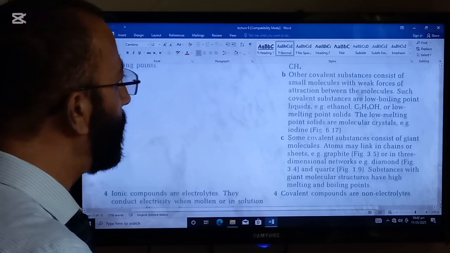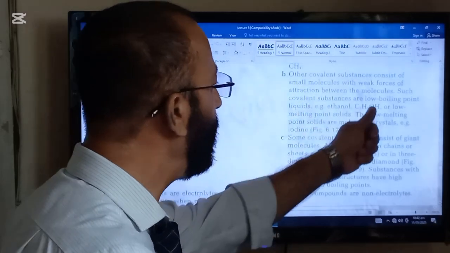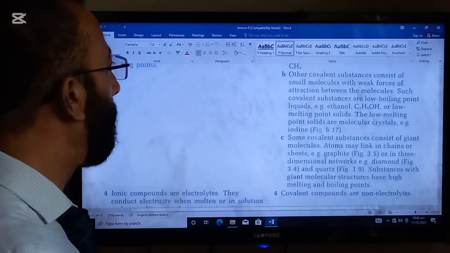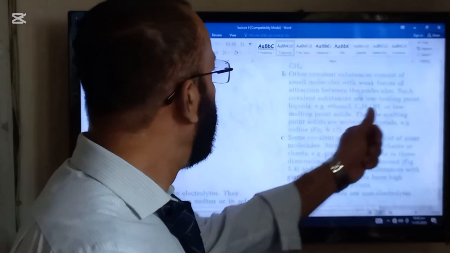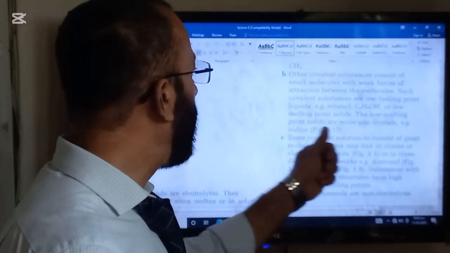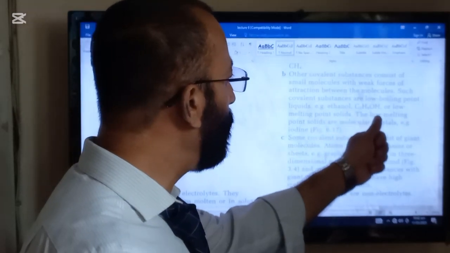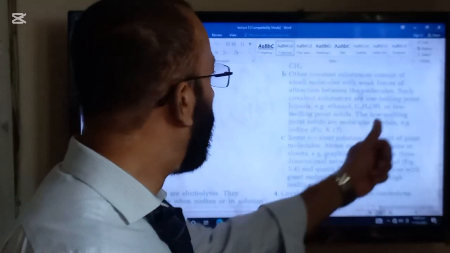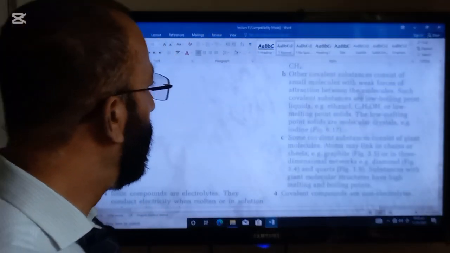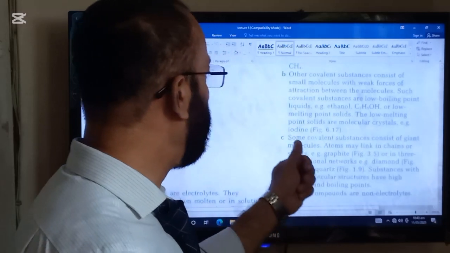Other covalent substances consist of small molecules with weak forces of attraction between the molecules. Such covalent substances are low boiling point liquids, for example, ethanol, formula C2H5OH, or low melting point solids. The low melting point solids are molecular crystals, for example, iodine.